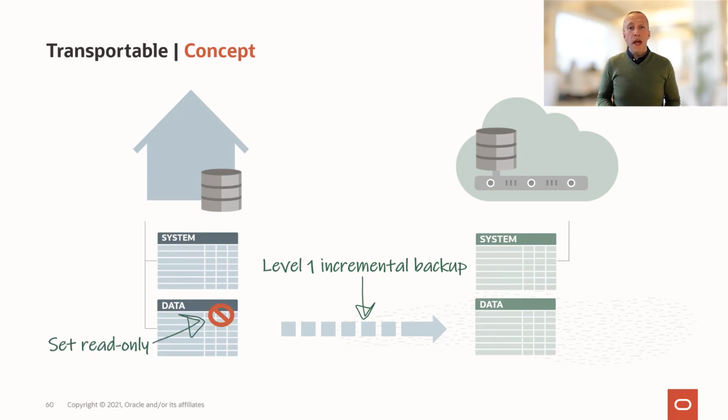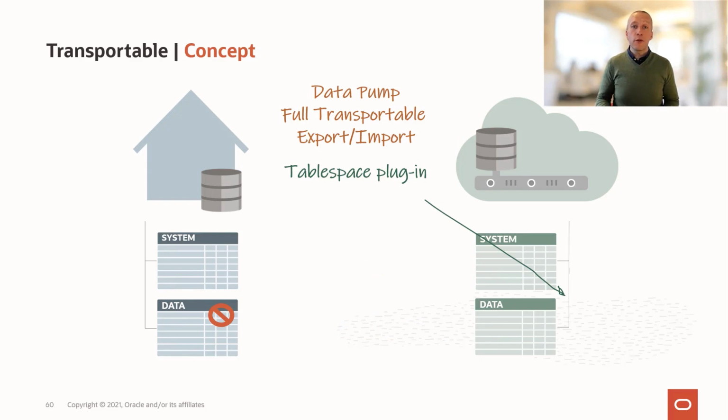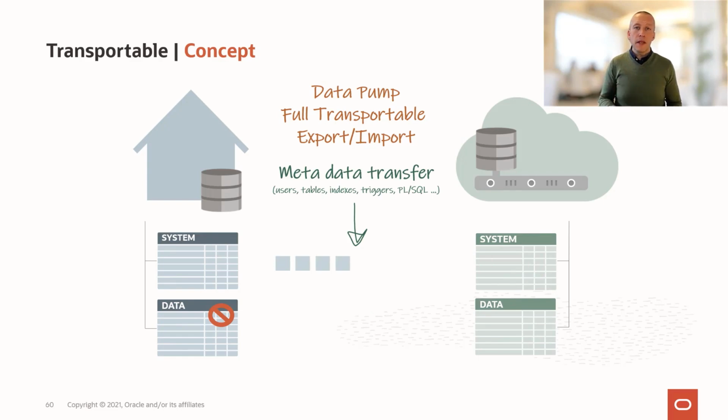Now we are ready to perform the actual migration, and we will start by setting the data tablespace read-only in your source database. Then we can perform the very last level 1 incremental backup and take the very last changes from the source database and put them into our target PDB. Then we can use Data Pump and full transportable export/import to first do a tablespace plugin where we register the data tablespace in our new PDB. And then we can do the metadata transfer from the source database to the target database. So we get information about triggers, grants, indexes, users, and so forth.